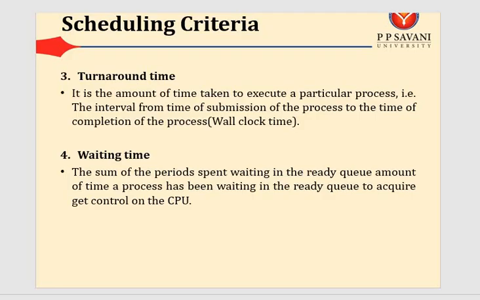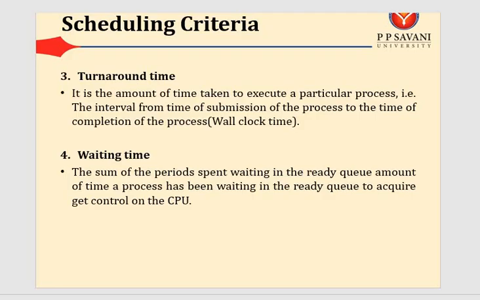Third criteria, that is the turnaround time. It is the amount of time taken to execute a particular process, meaning the interval from the time of submission of the process to the time of completion of the process, that is, the wall clock time.